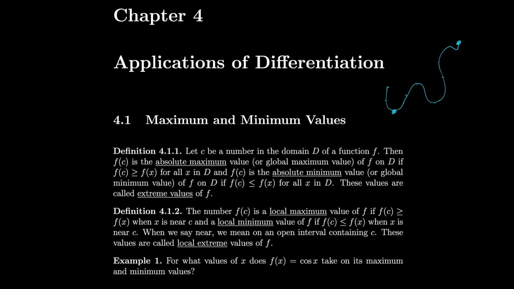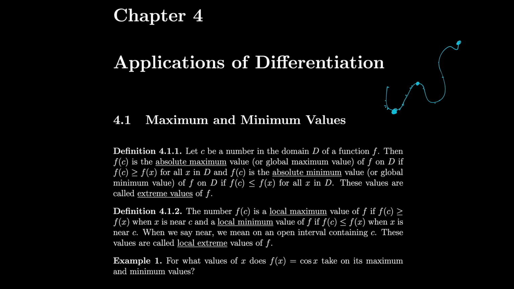So what we mean here is that it's not necessarily bigger than or equal to every single other f of x, but it is going to be bigger than or equal to all of the nearby ones. So like over here, it's bigger than all of these nearby y values. Or over here, it's smaller than all of these nearby y values. So in that case, it's a local minimum value. But we'll do more examples.